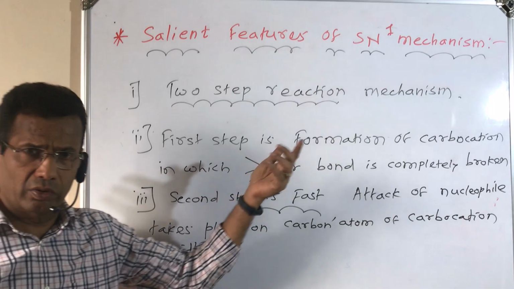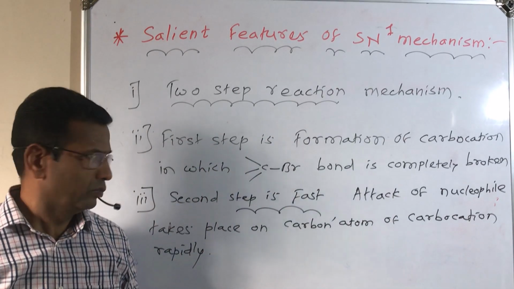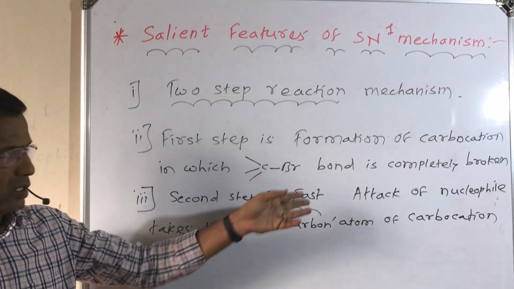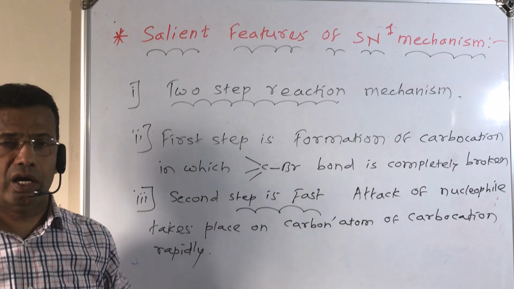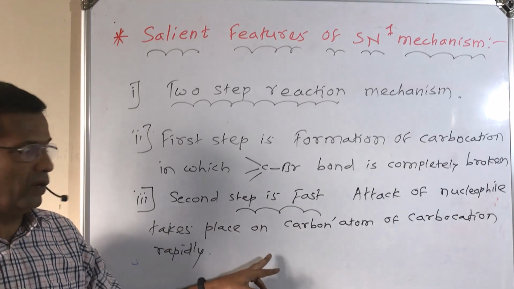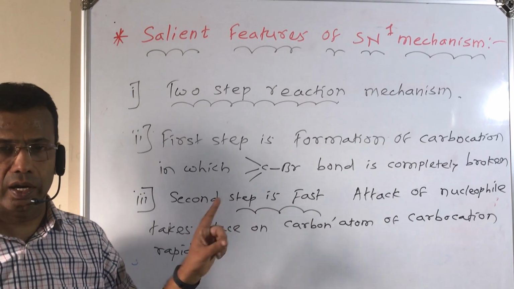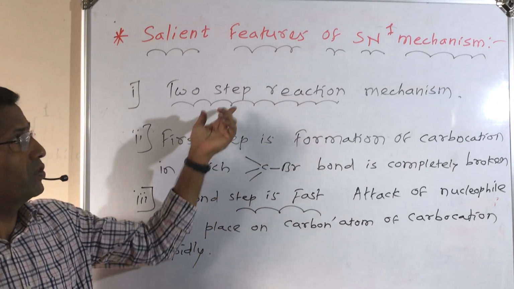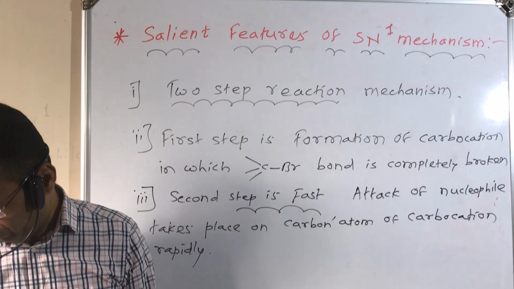Already Br minus is given out in first step. So carbocation is electron deficient species, OH minus is stronger nucleophile, so there is greater attraction between electrophile and nucleophile. And second step is very fast step where we cannot determine the rate of the reaction. So it is third point, third salient feature of SN1 mechanism.